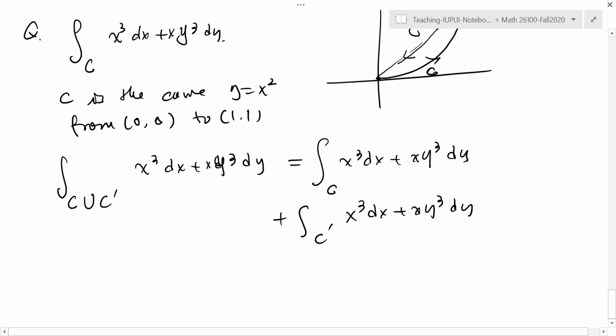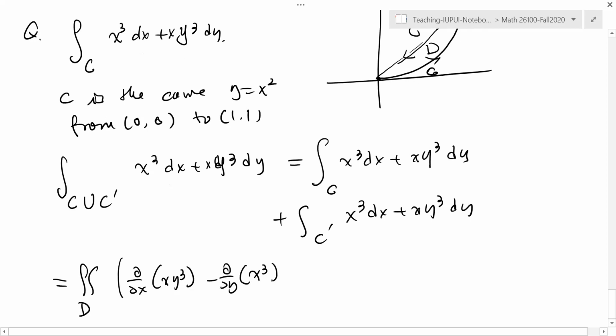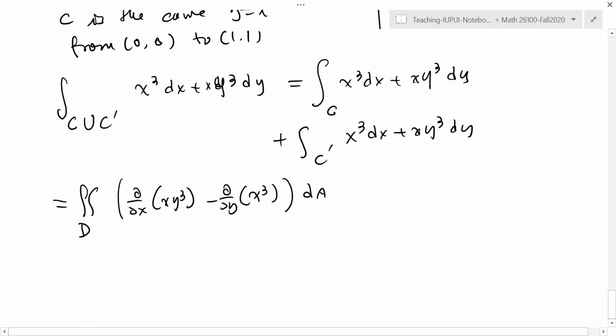All right, now these two curves enclose a domain. So according to Green theorem, it's the double integral of the partial derivative with respect to x of Q, minus this. So let's evaluate this integral first. That is going to be y cubed, that's it, dA.